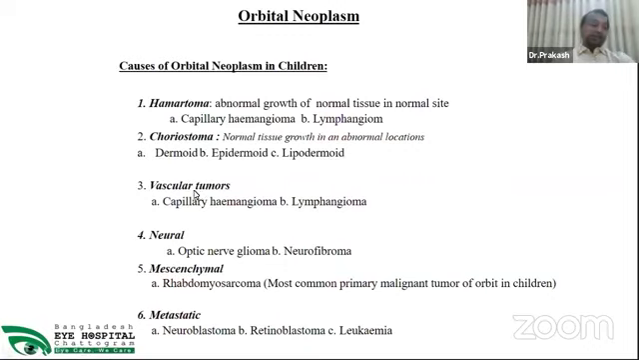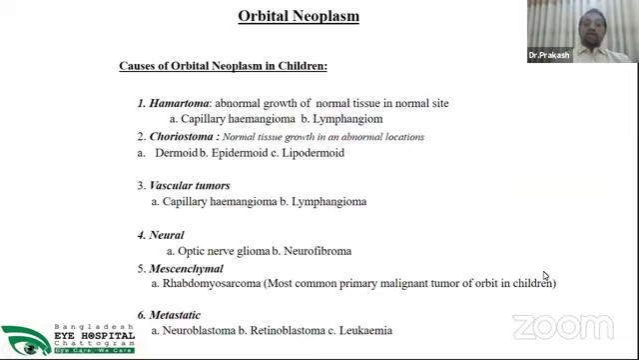Some vascular tumors: capillary hemangioma, lymphangioma. Some neural tumors: optic nerve glioma, which also causes axial proptosis, and neurofibroma. Mesenchymal tumor: rhabdomyosarcoma. This is the most common primary malignant tumor in the orbit of children.